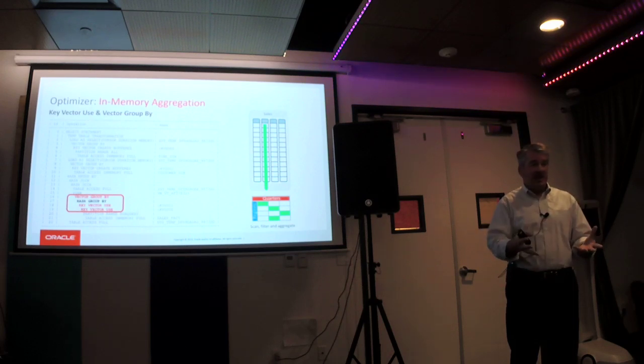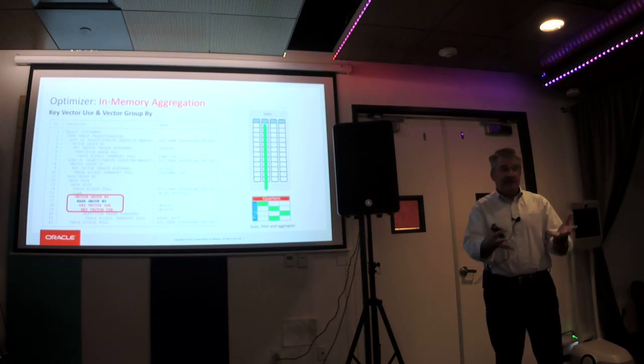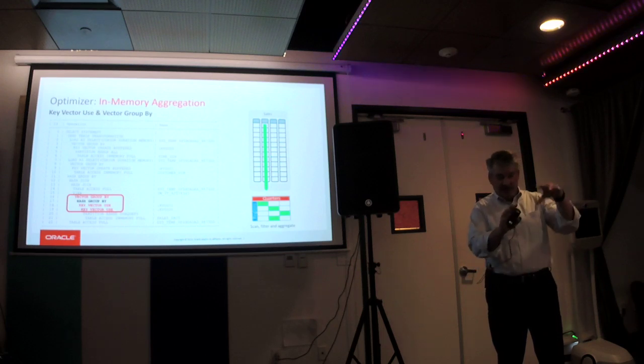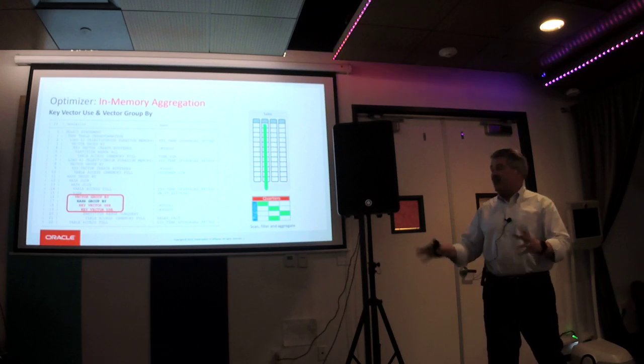So in the case where you're running very large queries and you're not seeing the performance you want, you can diagnose it and figure out why without having to run a bunch of big trace files and plow through a bunch of stuff that nobody wants to look at anyways. So anyways, vector group by.